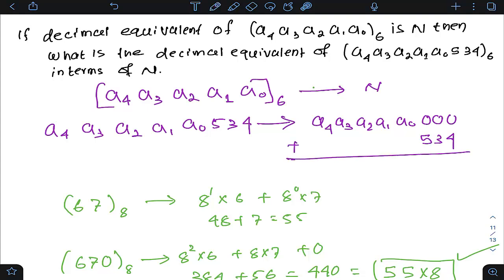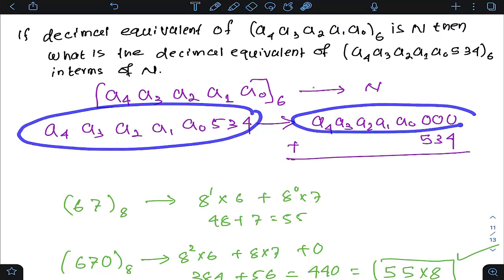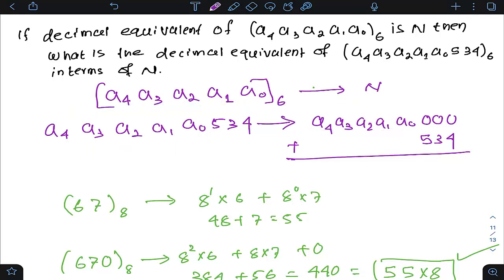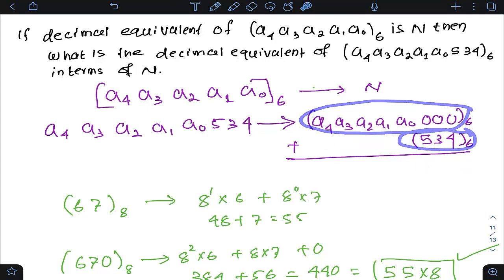Do you agree or not? So this can be written as sum of this and this. So this is in base 6 and even this is in base 6. And if you are adding 0 with any number, you get the same number in any base. So 5 plus 0 will be 5, 3 plus 0 will be 3, 4, and these all are zeros. Okay. Now, what is the answer? The answer will be the decimal equivalent of this plus the decimal equivalent of this.